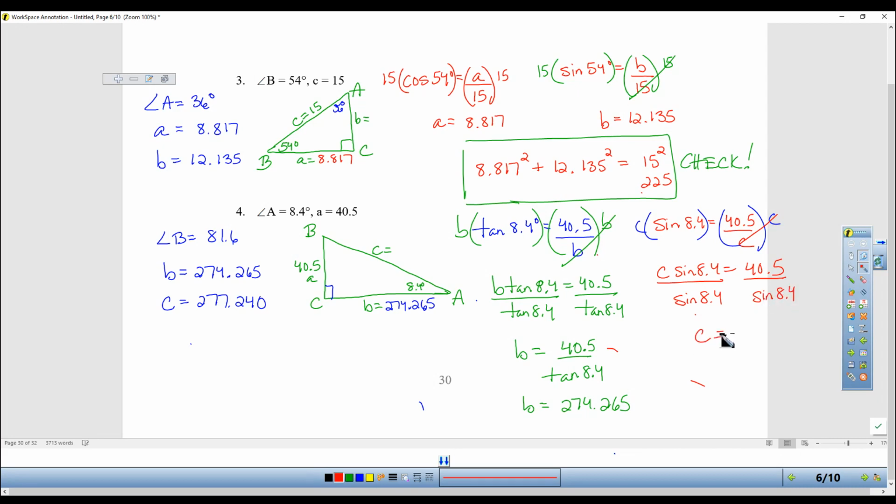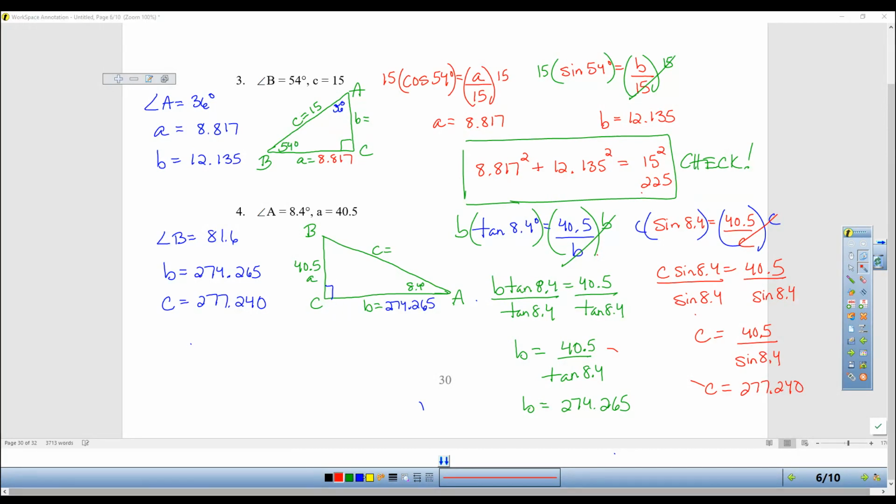And I get C is equal to, you can go ahead and do that on your calculator. And then use Pythagorean theorem if you would like to check your work. 277.240. Another thing that you can do to check your work is to make sure that C came out the biggest. They should always correspond. So notice that C is the 90-degree angle, so it's going to be the biggest.